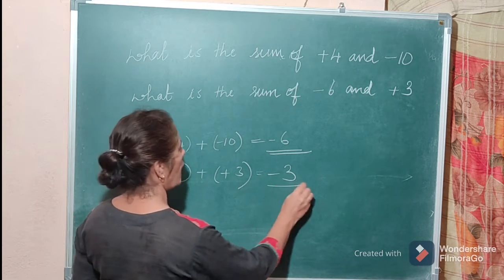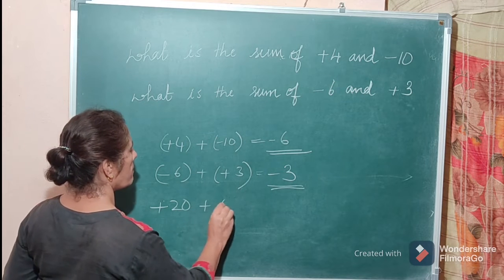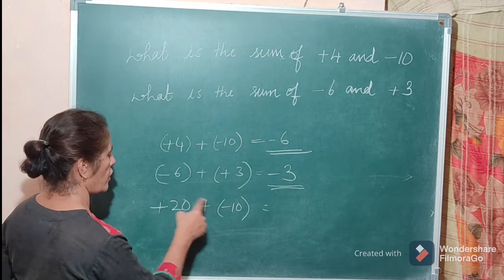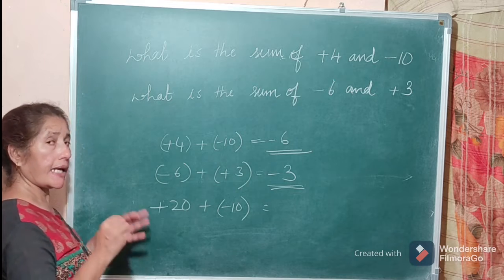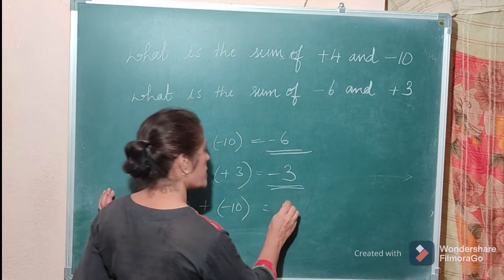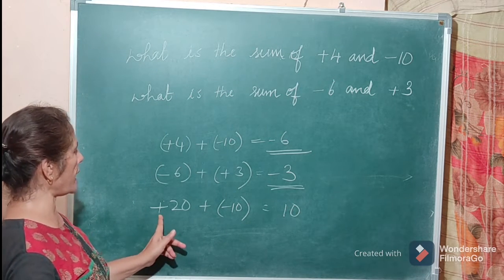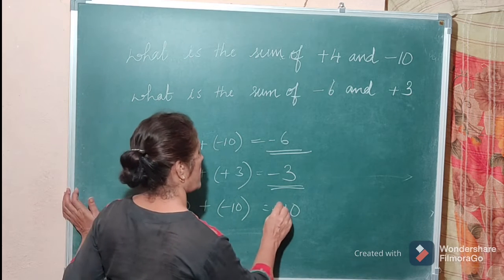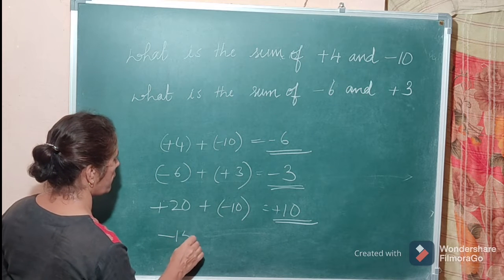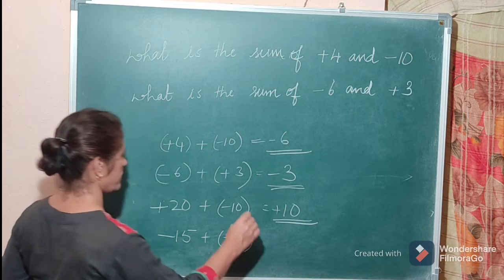Minus. Finished. Now tell me, plus 20 plus minus 10. Are the numbers of different signs? Yes, you are adding numbers of different signs. Then, bigger number minus smaller number, 20 minus 10, 10. Now what you have to do? Put the sign of the bigger number. Which is the bigger number? Plus. So plus 10.